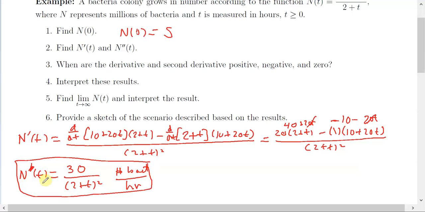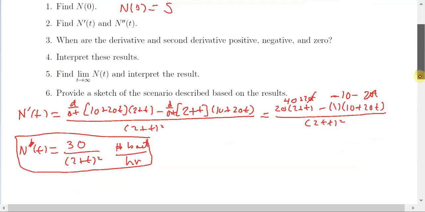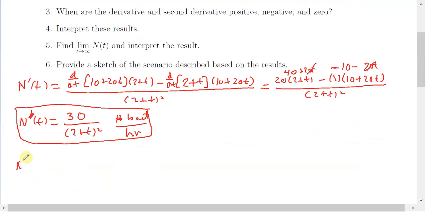So put in a t, for example, put in t equals 0, and you get 30 over 4, which tells you the initial growth rate of how fast this thing was growing, how many bacteria per hour are being added at that point. So this keeps track of how many bacteria are being added per hour. Second derivative can be a little bit messy. Let's go ahead and calculate that.